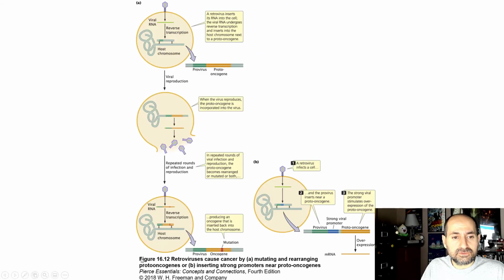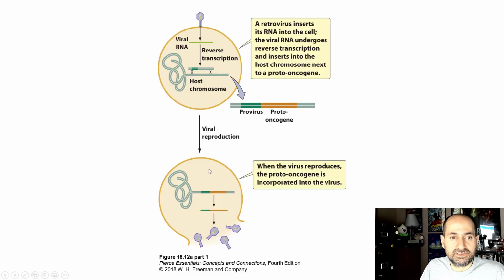All right, so let me give you a couple examples of how retroviruses can cause cancer. First, I'll show you how a retrovirus can cause cancer by mutating and rearranging proto-oncogenes. And next, I'll show you how it can cause cancer by putting a promoter down in front of a proto-oncogene. So let me show you the first type. Here's your retrovirus.